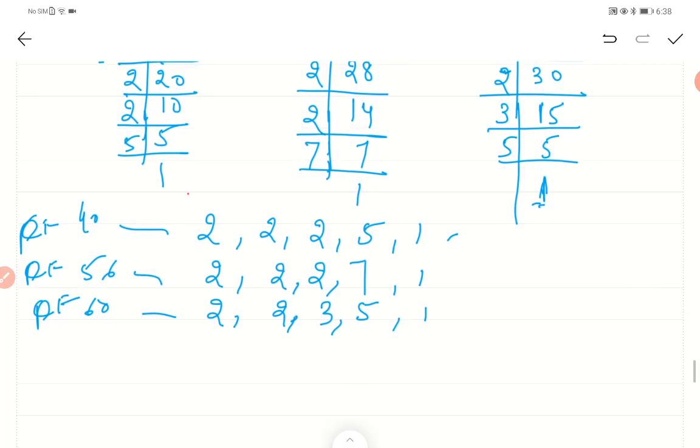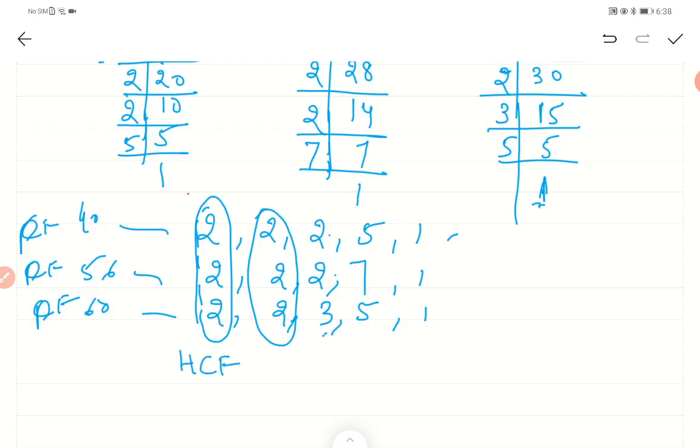So if we want to find the highest common factor, what was the thing I told you? Just take which are common in all 3. But one more 2 is not there in 60 as a prime factor. So your highest common factor will be 2 cross 2, that is equal to 4.